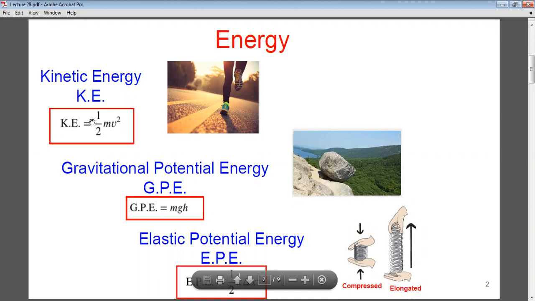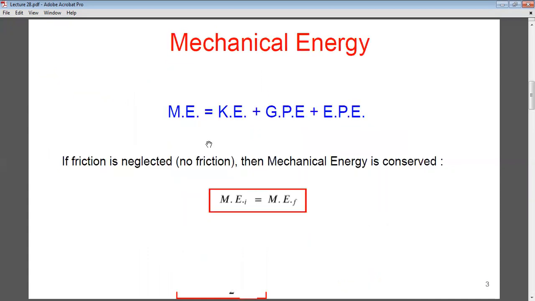We have kinetic energy when an object is moving with a velocity v. We have gravitational potential energy when an object is at an altitude h above a reference surface. We have elastic potential energy when a spring is compressed or elongated at distance delta x. Mechanical energy is the sum of all these energies. If friction is neglected, that is, there is no friction, then we can use conservation of mechanical energy, which is mechanical energy initial equal mechanical energy final.